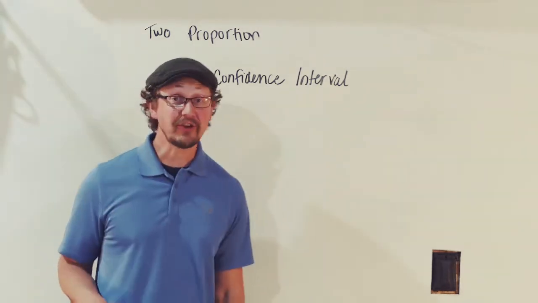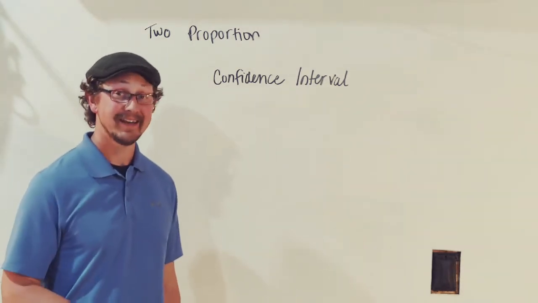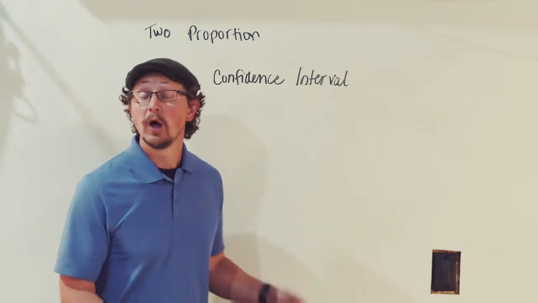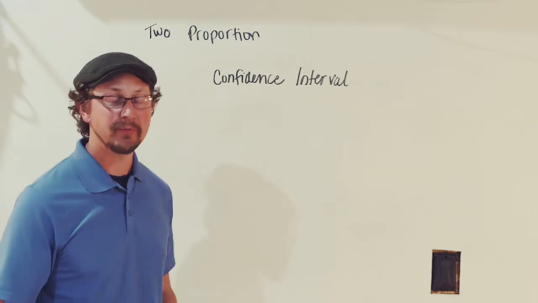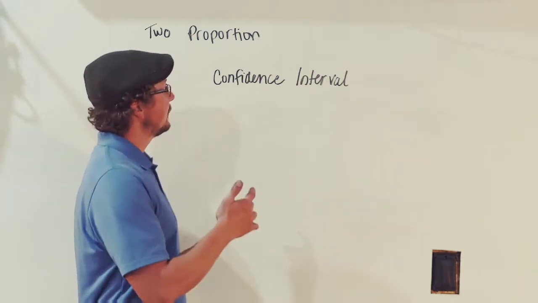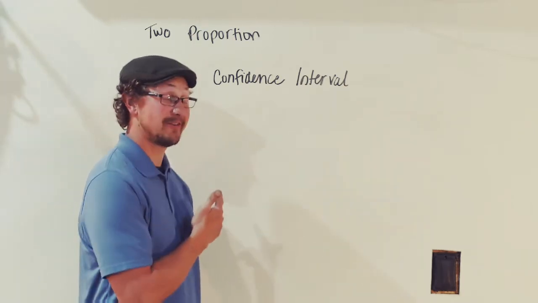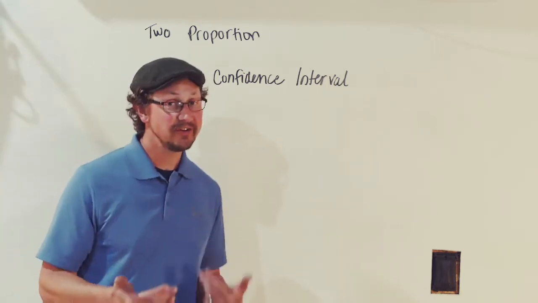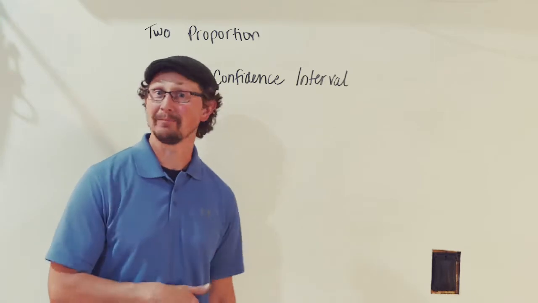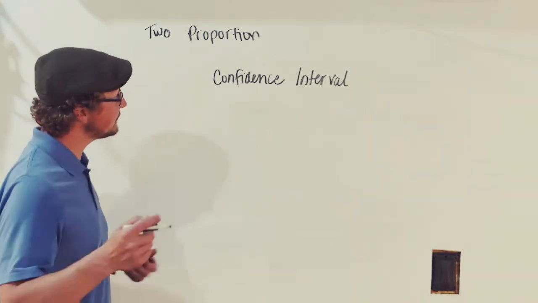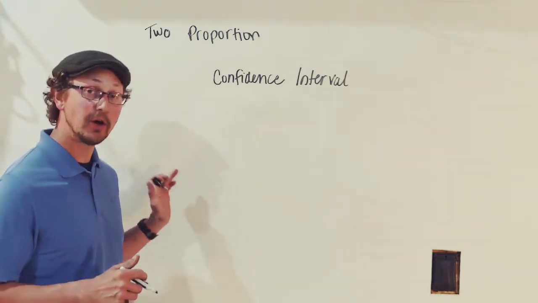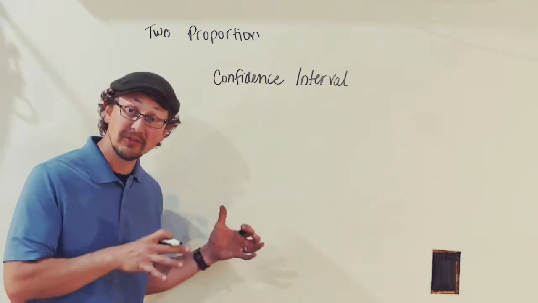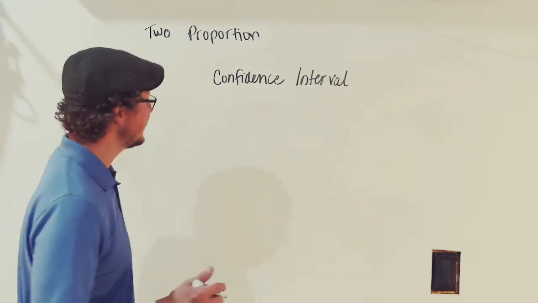A hypothesis test is good for telling us: are the two proportions equal, or is there a difference between the two proportions? A confidence interval, on the other hand, is good for saying how much difference. Which one's bigger and by how much? So let's talk about the computation that goes into a confidence interval. Remember, it's a comparison of the two, and we're looking to find the difference.